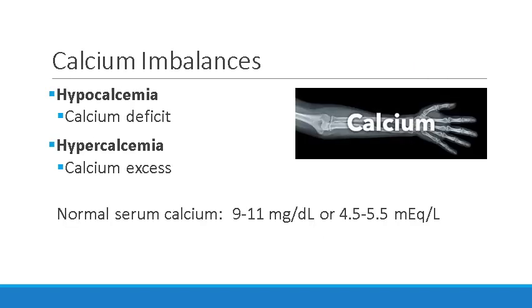Calcium imbalances. So we'll talk next about hypocalcemia and hypercalcemia. Normal serum calcium levels are about 9 to 11 milligrams per deciliter, or 4.5 to 5.5 milliequivalents per liter. Calcium is really important for proper functioning of cardiac tissues. It's also a mineral that is stored in bones and teeth. So it's very important in our body.